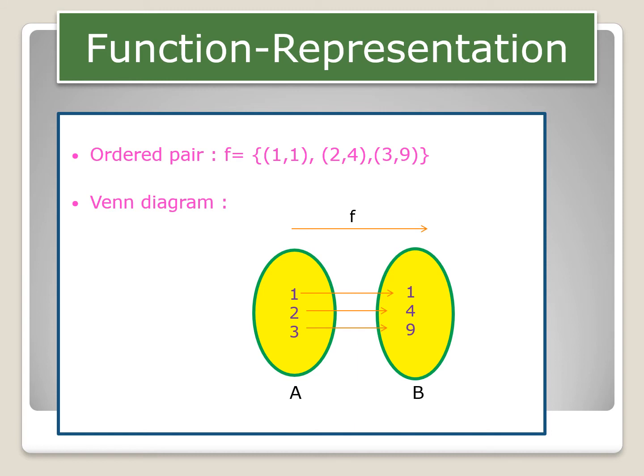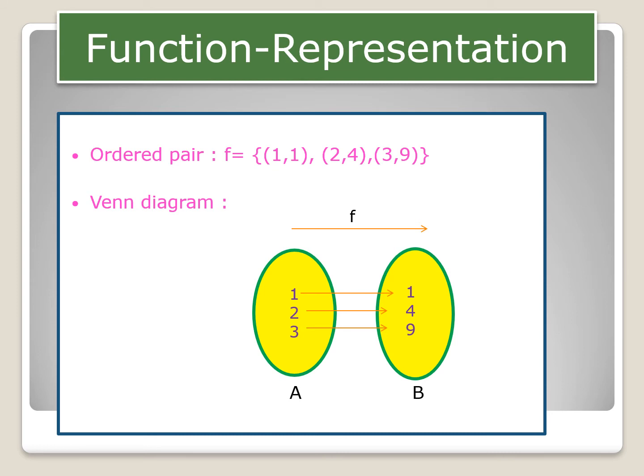Now we will see function representation. First is the ordered pair, in which we can see there are pairs, and ordered means first element belongs to the set A and second element belongs to the set B. So 1 is mapped to 1, 2 is mapped to 4 and 3 is mapped to 9. This is indicated in the ordered pair.